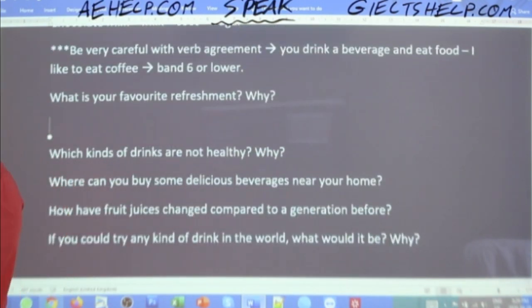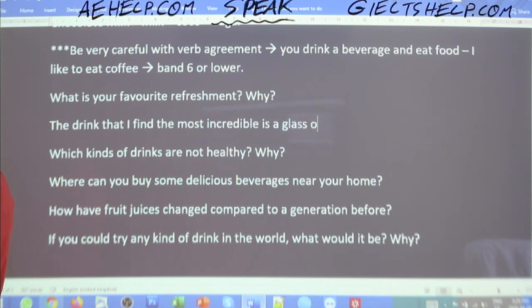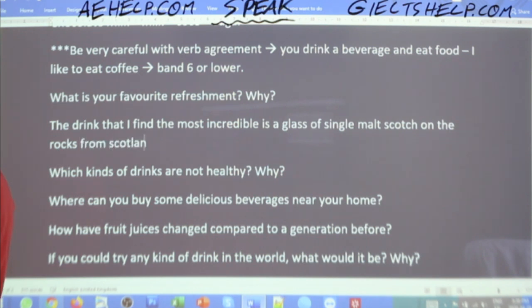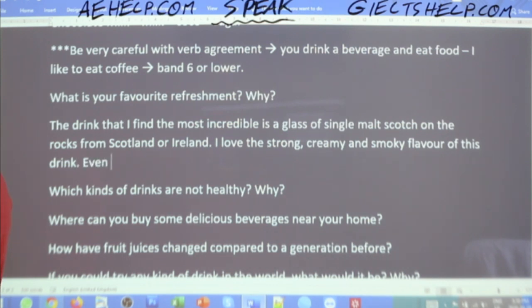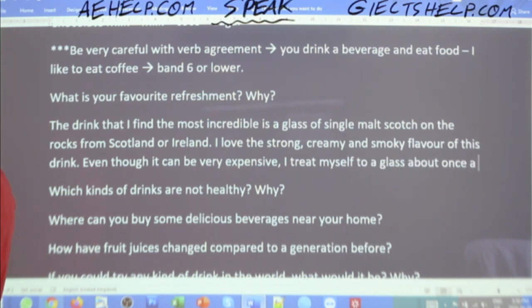So, the drink that I find the most incredible is a glass of single malt scotch on the rocks from Scotland or Ireland. I love the strong, creamy, and smoky flavor of this drink, even though it can be very expensive. I treat myself to a glass about once a month.